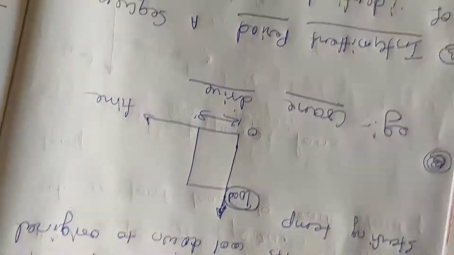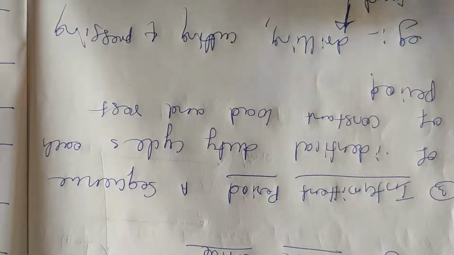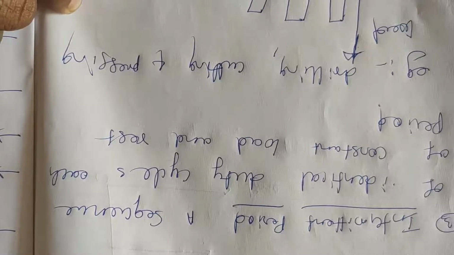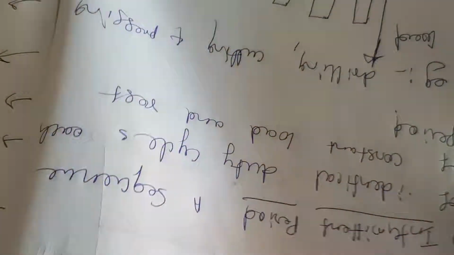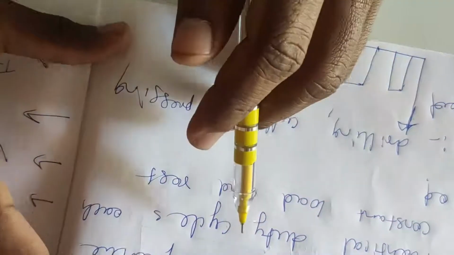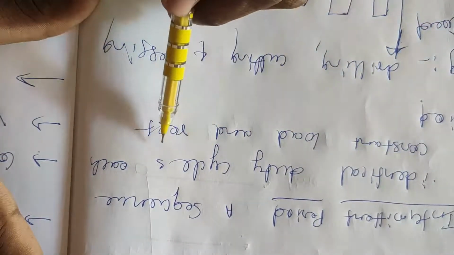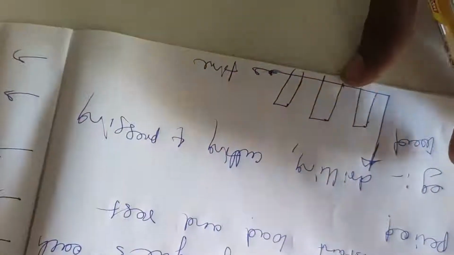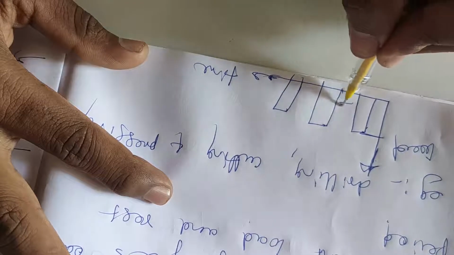Next we will see the third one, intermediate duty. In the intermediate duty, there is a sequence of identical duty cycles, each of constant load and rest period. So here we have two positions. First one is the load position, second one is the off position.